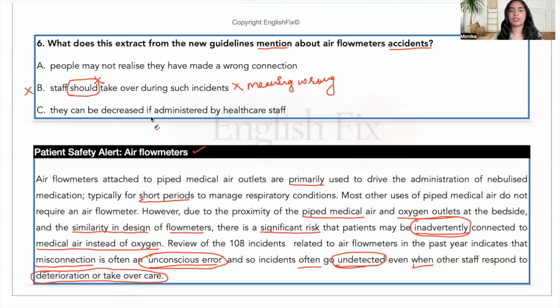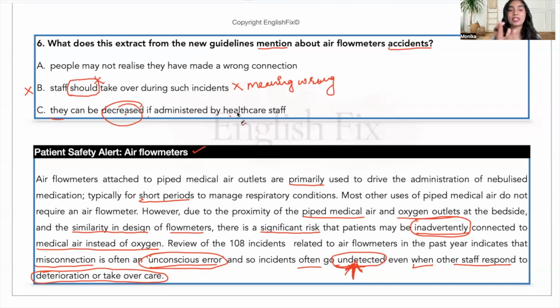See, they can be decreased. What can be decreased? Oh, according to the question, accidents. Airflow meter accidents can be decreased if administered by healthcare staff, but they have nowhere in the paragraph mentioned what measures can be taken to decrease these accidents. And they have told me when other staff respond to deterioration or take over the care, then also these incidents often go undetected. So how can they even be decreased if it is administered by healthcare staff? By the way, it has not been mentioned anywhere that they are not generally administered by healthcare staff.